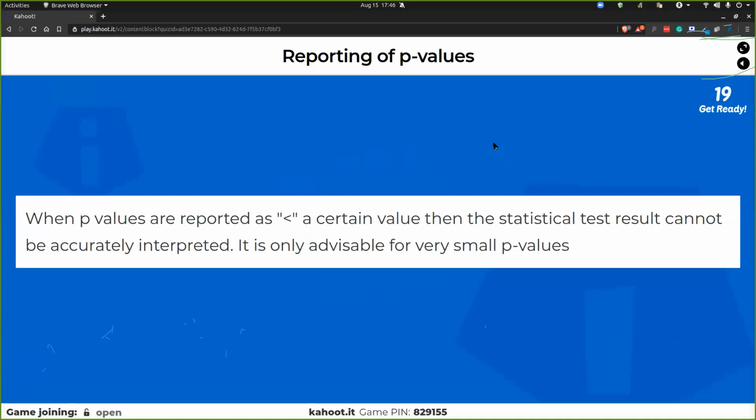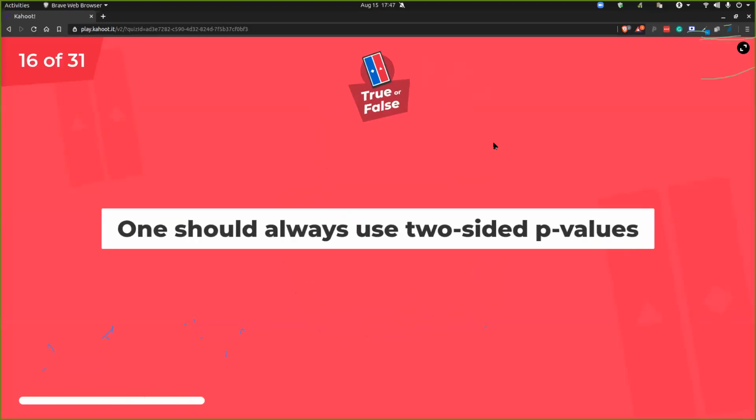Again, when p-values are reported as less than a certain value, the statistical test results cannot be accurately interpreted. This is only advisable when you have very, very small p-values. Okay, you should try to use equal p-values. One should always use two-sided p-values.